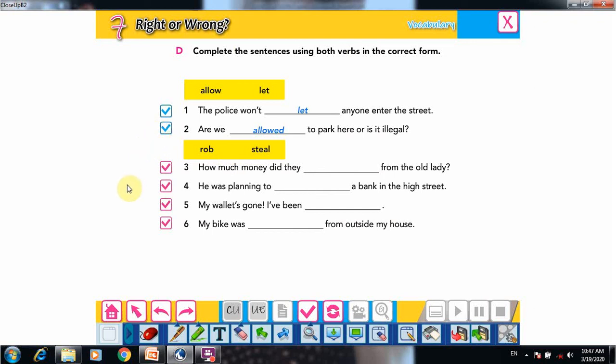So the next one, we're going to use rob or steal in each one of these sentences. How much money did they steal from the old lady? Think, is it rob or steal? Steal, okay. He was planning to rob a bank in the high street.